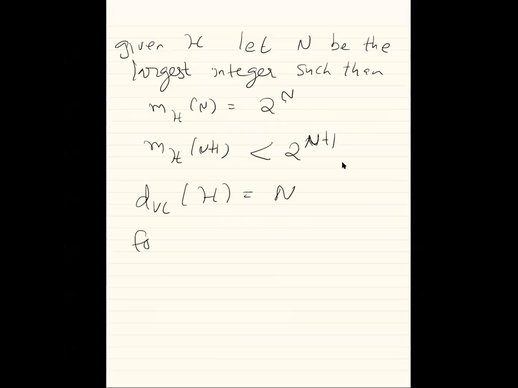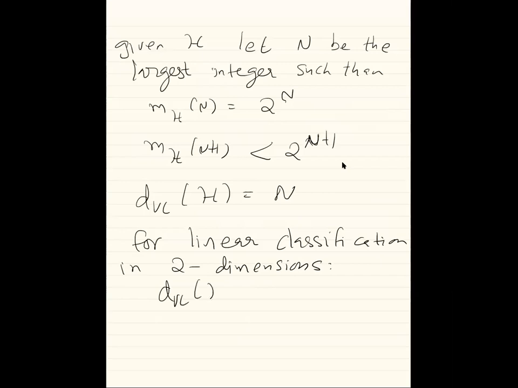So for linear classification in 2 dimensions, we had that the VC dimension is equal to 3. More generally, you can show that if you're doing linear classification in D dimensions, the VC dimension is actually D plus 1. In 2 dimensions, it is 3. In D dimensions, it is D plus 1.